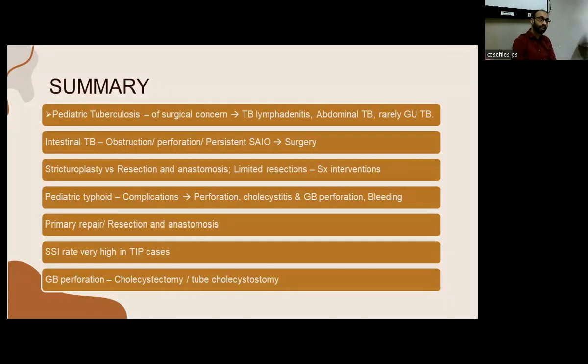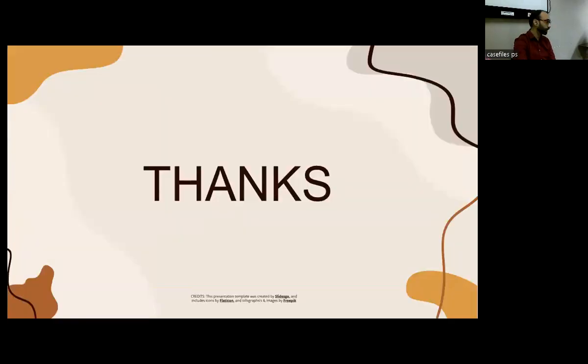Then coming to pediatric typhoid, complications commonly encountered are intestinal perforation, cholecystitis, gallbladder perforation, and bleeding. Then again, primary repair versus resection anastomosis is chosen based on the intraoperative findings. Surgical site infection rate is very high in case of typhoid ileal perforation. For gallbladder perforation, the management is either cholecystectomy or a tube cholecystostomy.